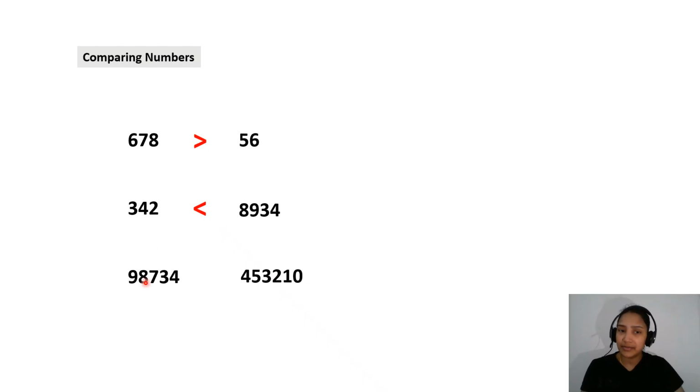Can you read the first number? Yes, 98,734 is the first number and 4,53,210 is the second number. Which is the biggest number? Definitely we will say second is the biggest number. So we can use less than symbol.